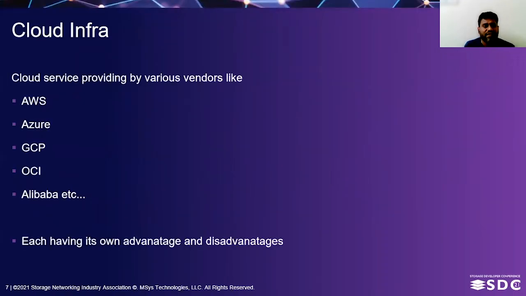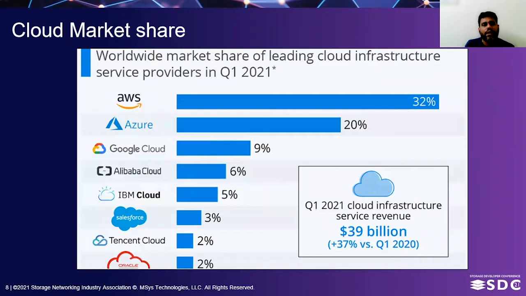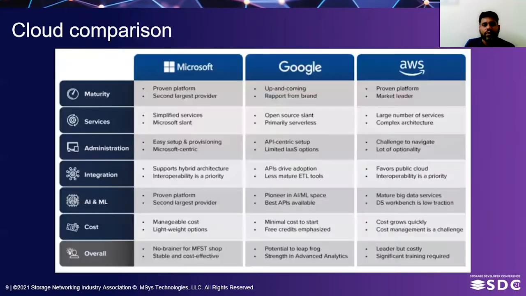Cloud infrastructure. We have various cloud services provided by various vendors like AWS, Azure, Google, Oracle Cloud Infrastructure, Alibaba, and a lot of other cloud service providers, and each one has its own advantages and disadvantages. This is the worldwide market share of leading cloud infrastructure service providers. AWS is the market leader with a share of 32%, Azure has 20%, and Google has 9%. AWS, Azure, and Google Cloud are the top 3 cloud infrastructure service providers right now. So I took these as an example to compare based on various parameters. As I already mentioned, each has unique advantages and disadvantages.